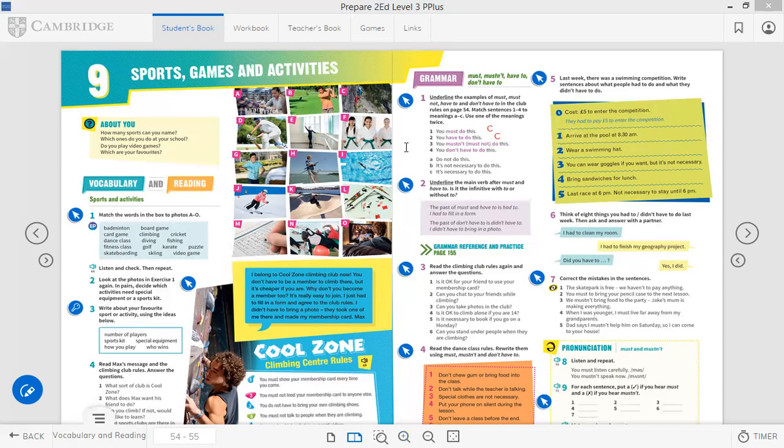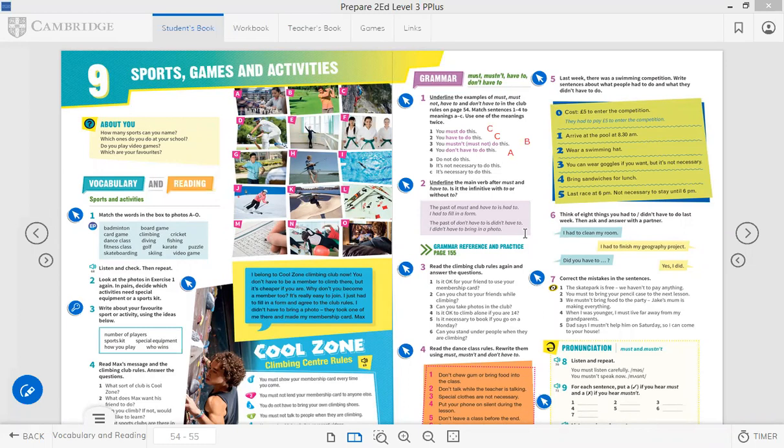Number 3, you mustn't do this. Okay, so we don't have to use C anymore because we spent the 2 times. A or B? B. And the last one, you don't have to do this. The last one is letter A. Exactly. All right, so right there you have the matching.